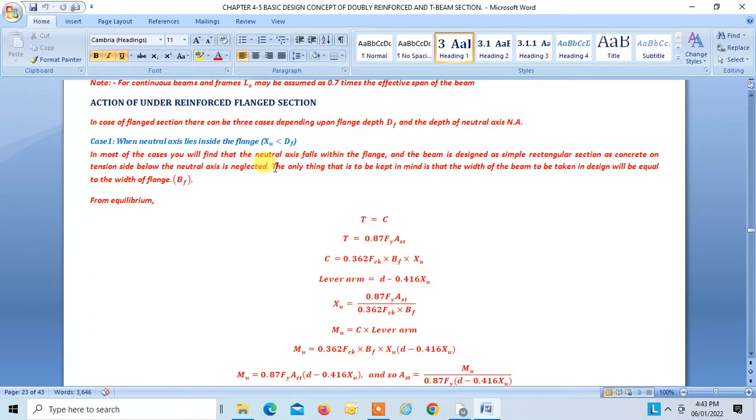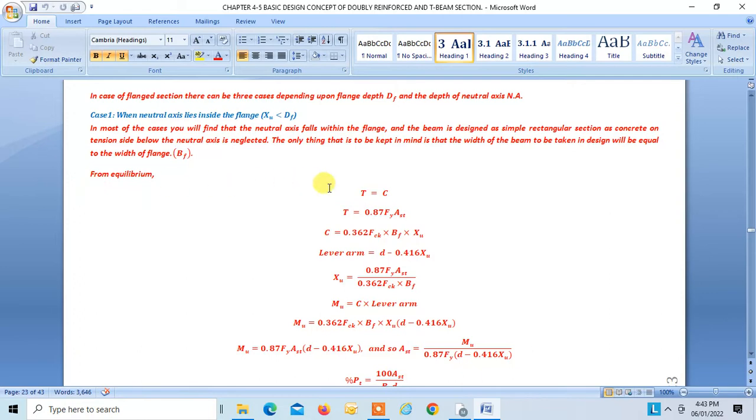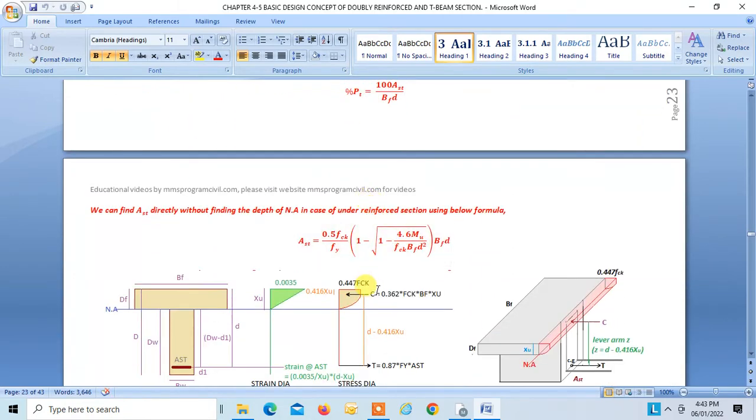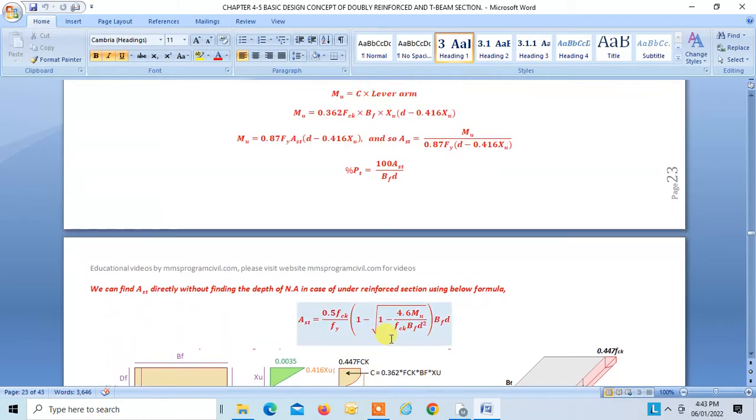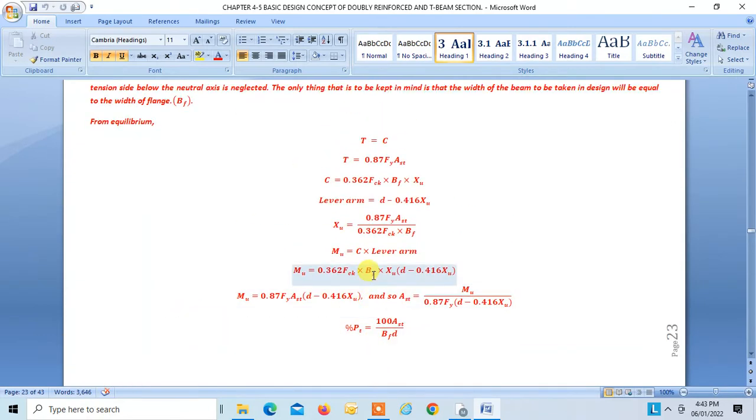The only thing to be kept in mind is that the width of the beam to be taken in design will be equal to the width of flange. Okay, fine. So from equilibrium we know C has to be equal to T. This is C, this is T, right? The same thing is written over here. T is equal to C, we know T, we know C. The lever arm we know, that is D minus 0.416 XU. So you can find XU, this is T divided by C.